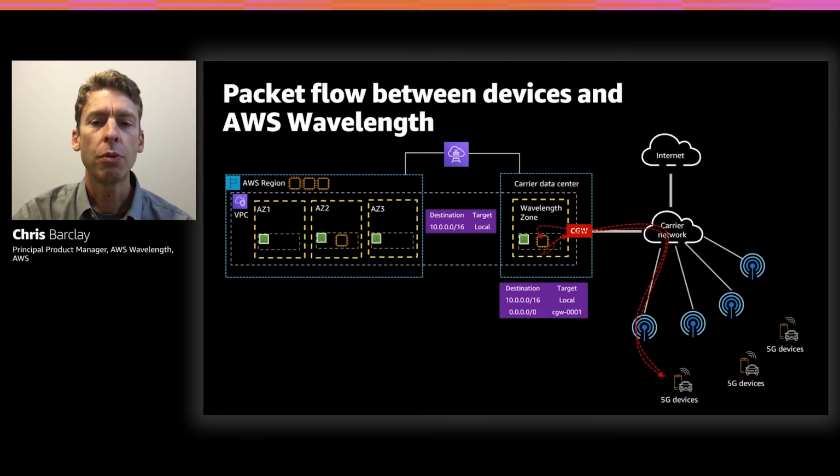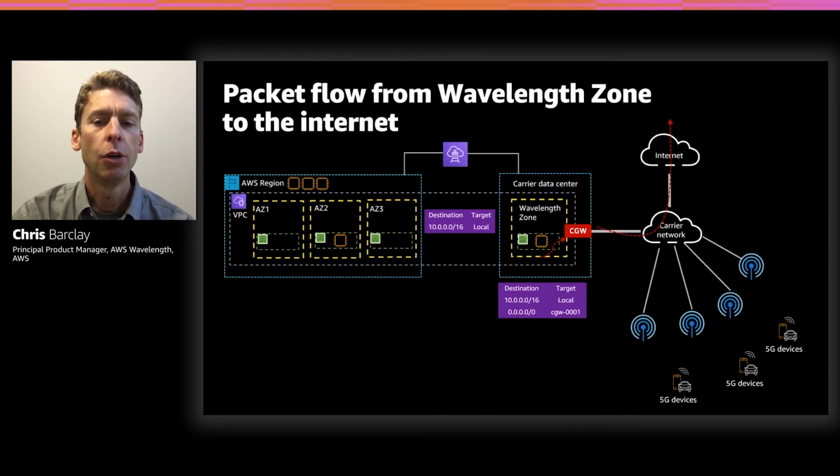The carrier gateway also provides egress to the internet, so you can connect to internet resources like GitHub or to get operating system updates. Note that this path is for internet egress and response. Wavelength zones are not accessible from the internet.